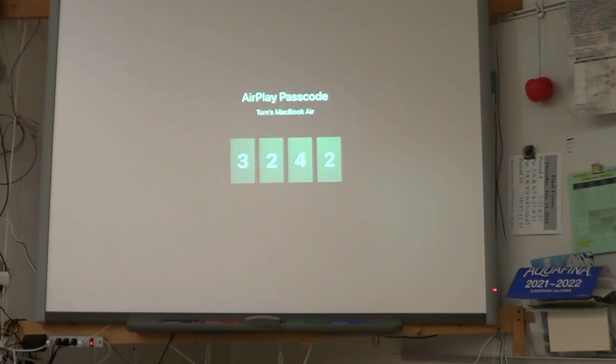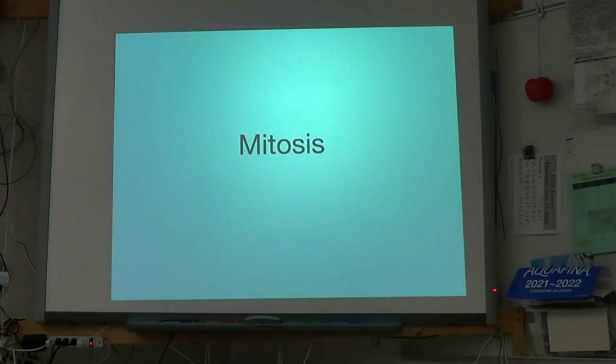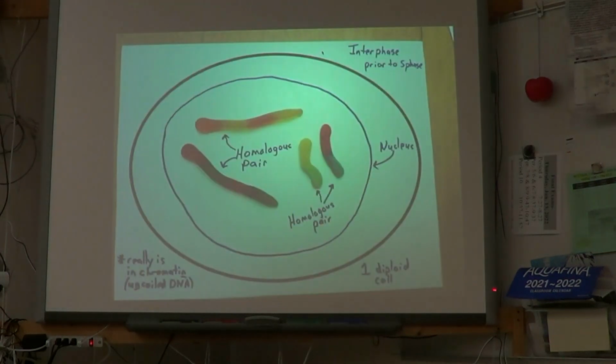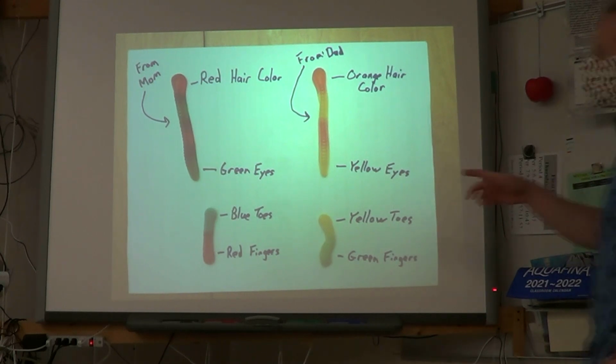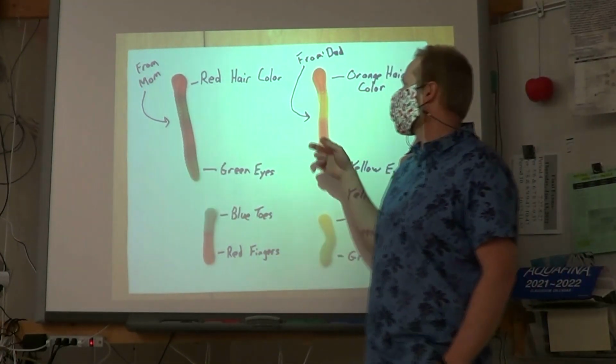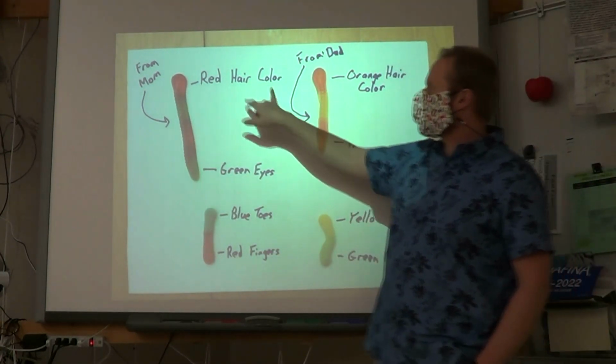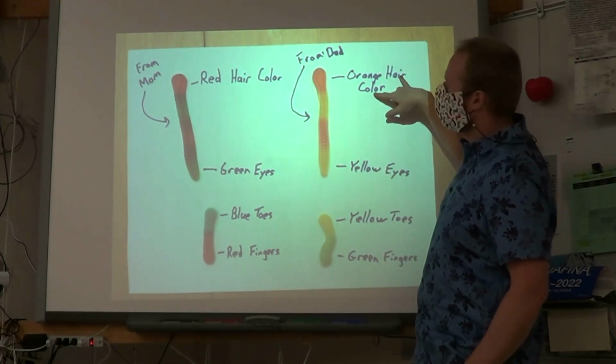So we modeled mitosis using a form of food, and we used gummy worms. So the idea is we started with 4 gummy worms, and the gummy worms have colors, so we call those genes. And we got this gummy worm from mom, we got this one from dad, and they had the same genes, hair color genes.